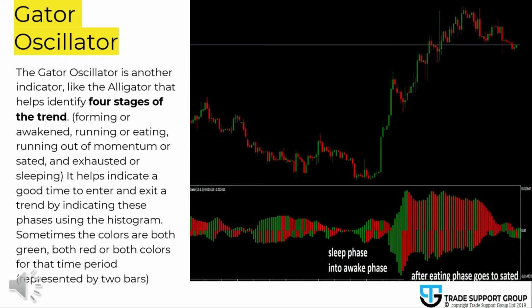The Gator oscillator is widely used and is very useful as it uses 4 stages of a trend. The 4 stages are when the alligator is awakened, when it's eating, when it's running out of momentum, and when it's exhausted. These signs indicate a good time to enter and exit a trend by indicating these phases using the histogram. The indicator's bars will either be both green, both red, or red and green.